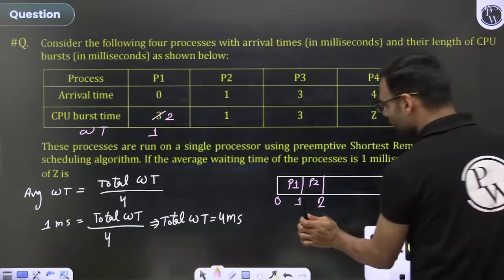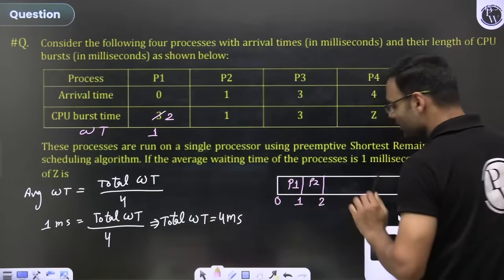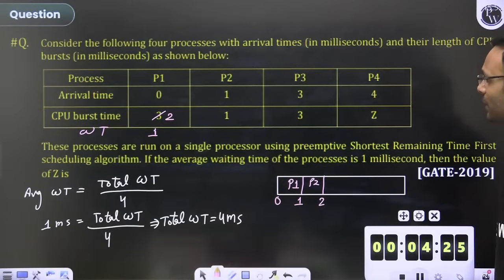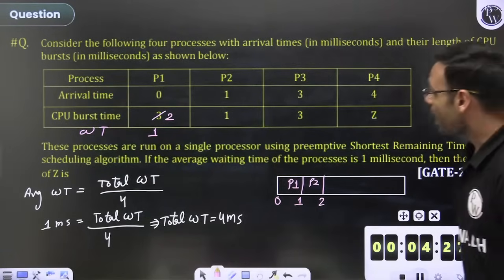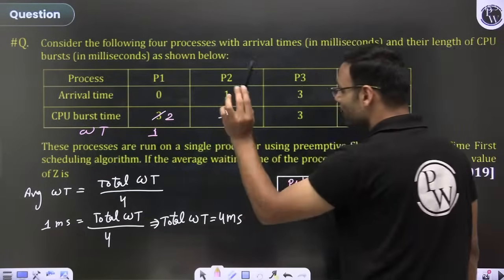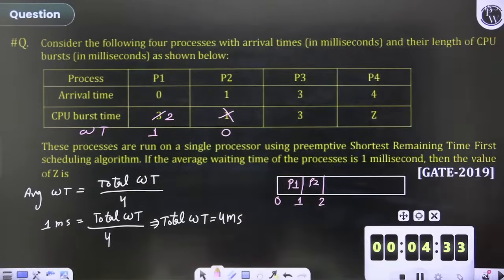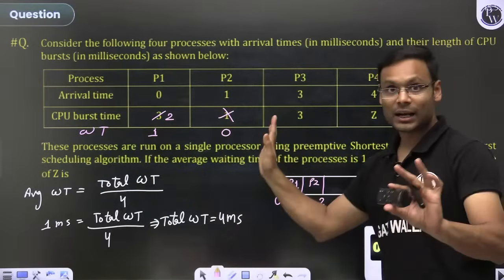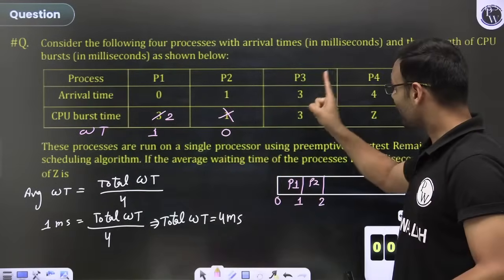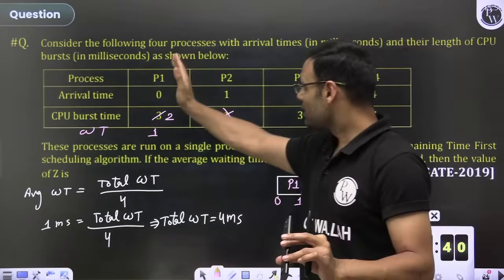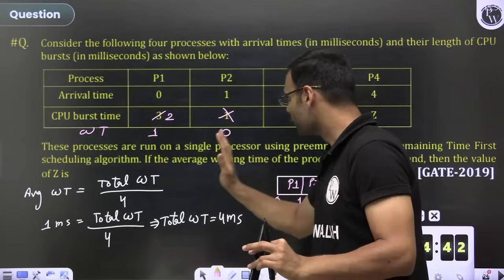Just because P1 is not running and it is already in the ready queue, P1's waiting time is 1. Good. Now P2 completed. P2's waiting time was nothing; without waiting, P2 completed. Now P3 arrives? No, P3 did not arrive till now. P3 is arriving at 3. So till now, P1 is waiting 1 duration, P2 is waiting 0 duration.